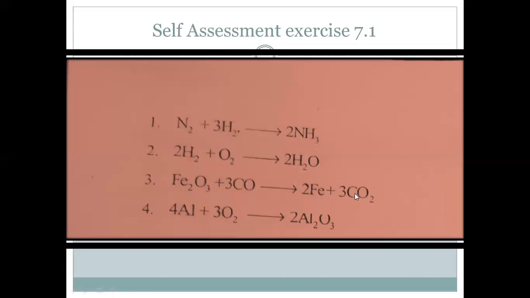Okay. Fourth case, you can see aluminium when it reacts with oxygen will form aluminium oxide. So aluminium gains oxygen atoms, and gain of oxygen is called oxidation. So aluminium after gaining oxygen atoms gets oxidized. Got it? So I'm sure you understand this lecture.